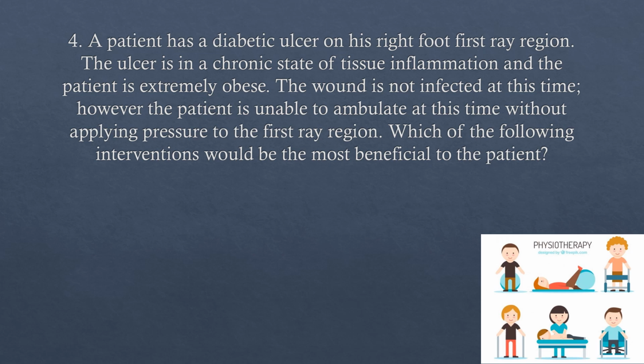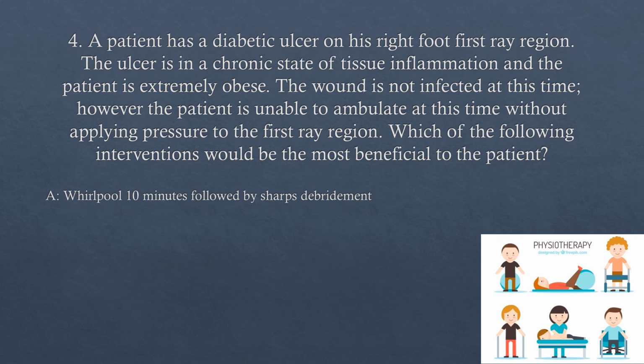Question number 4. A patient has a diabetic ulcer on his right foot first ray region. The ulcer is in a chronic state of tissue inflammation and the patient is extremely obese. The wound is not infected at this time. However, the patient is unable to ambulate at this time without applying pressure to the first ray region. Which of the following interventions would be the most beneficial to the patient?